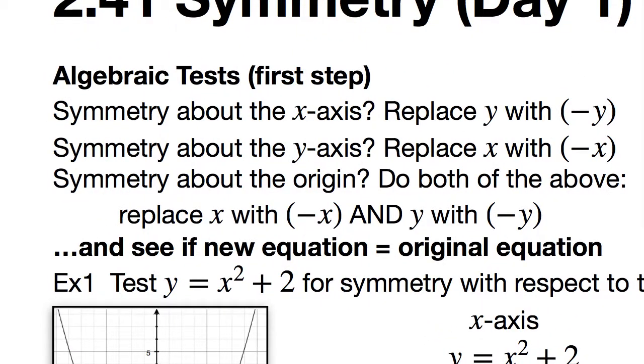If you want to test to see if there's any symmetry about the x-axis, then you replace the y with negative y. If you want to find out any symmetry about the y-axis, replace x with negative x. And if you want to find if there's any symmetry about the origin, do both of the above. That is, replace x with negative x and y with negative y. Great. And then you see if the new equation you get is the same thing as the old equation. Let's check it out.